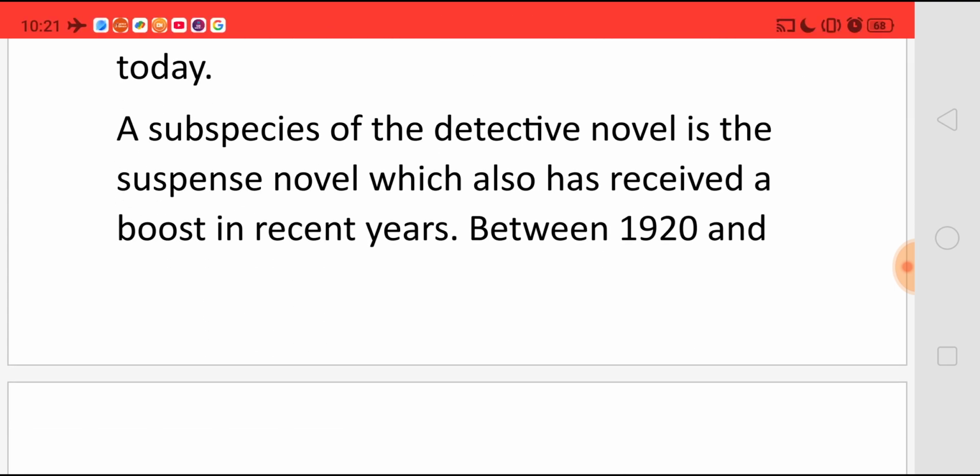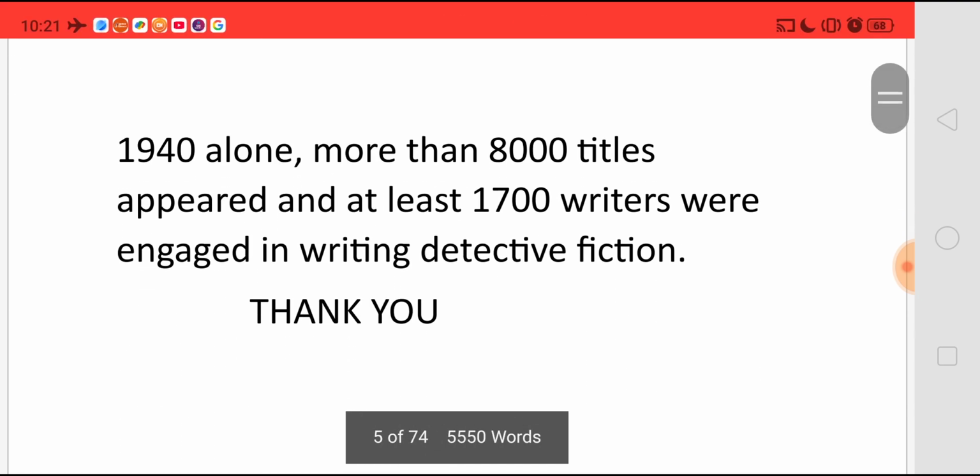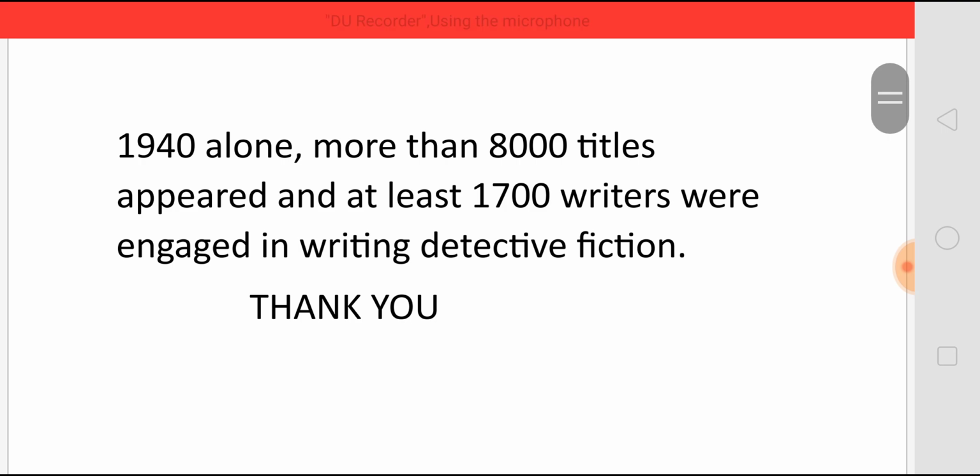A subspecies of the detective novel is the suspense novel, which has also received a boost in recent years. Between 1920 and 1940 alone, more than 8,000 titles appeared and at least 1,700 writers were engaged in writing detective fiction.